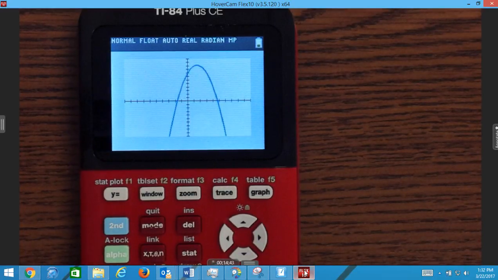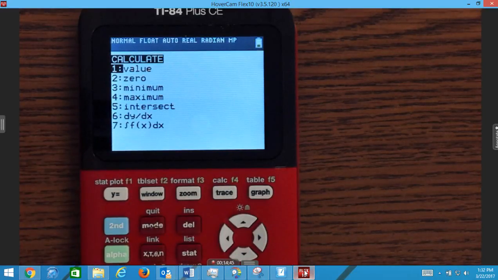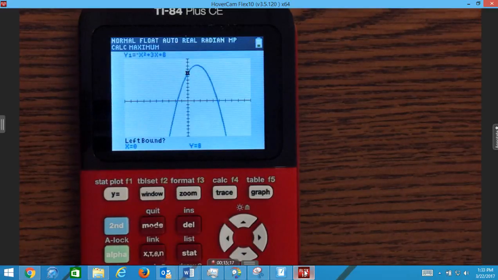Everything that we need is under second calc, which is second trace, the calc button. But if you look under that button, nothing says vertex. Because sometimes it's not called a vertex, but it is always called a maximum or a minimum. Which one's the one where the parabola is upside down? Is that a maximum point or a minimum point? It's a maximum. It's at the top of the hill. So we're going to choose maximum. You have to know if it's a max or a min. This one's a 4, maximum.